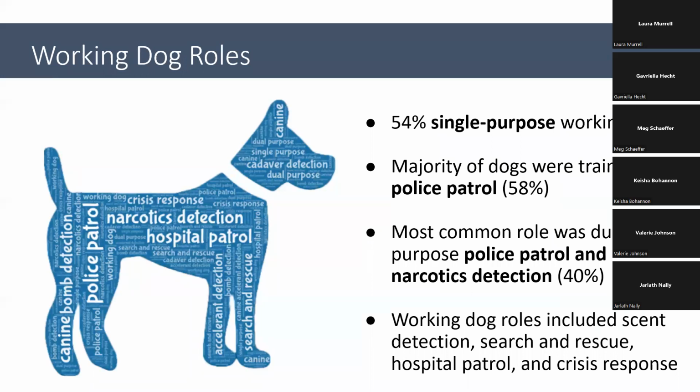So just over half of our dogs, 54%, were single purpose. The majority, 58%, were trained in police patrol, which could be either a single or dual purpose working dog. The most common role in our study, held by 40% of the sample, is dual purpose police patrol and narcotics detection. So working dog roles ranged. Scent detection roles included narcotics, explosive, cadaver, and accelerant detection dogs. Our study also included search and rescue dogs, hospital patrol dogs, and crisis response dogs.